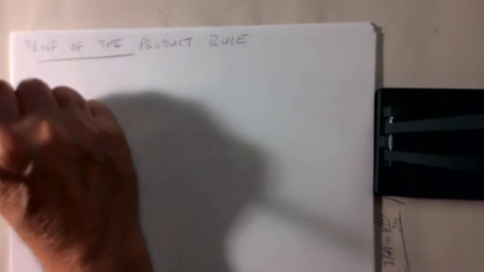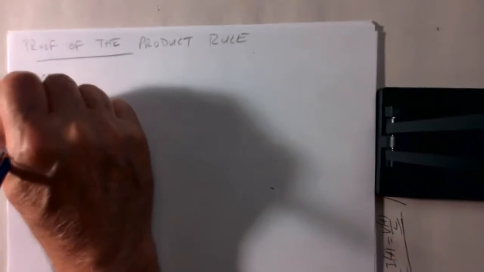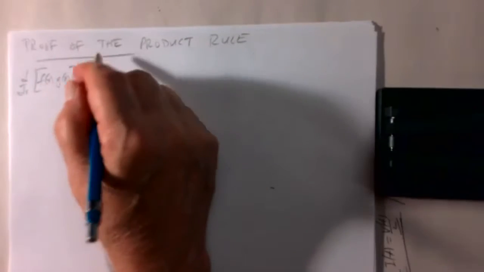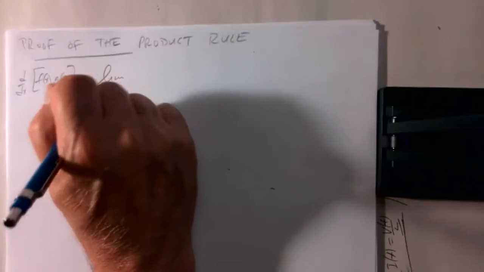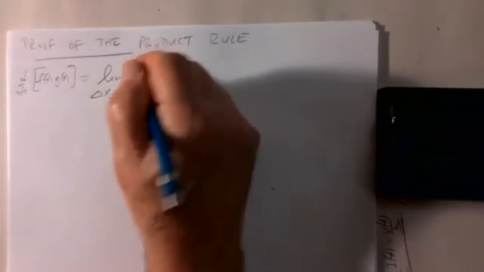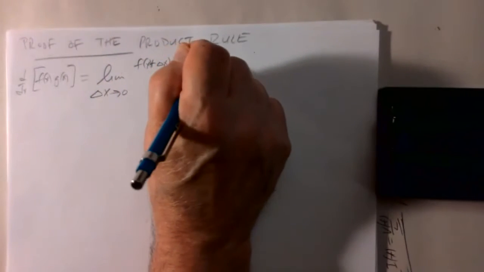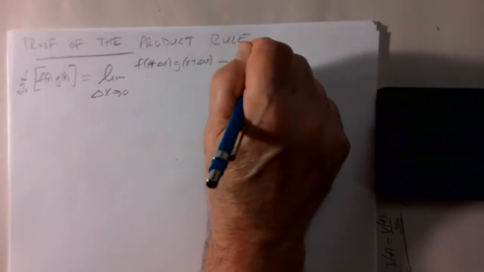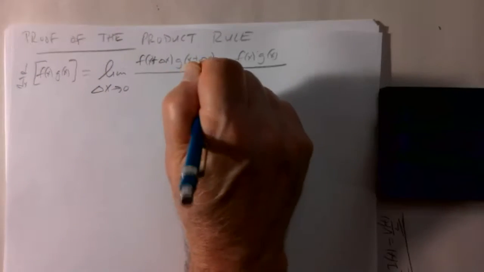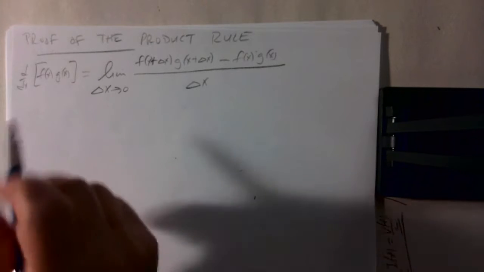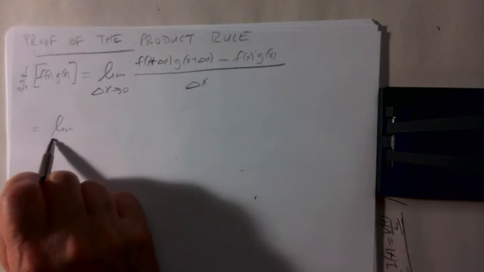We want to find the derivative with respect to x of the product of these two functions. So the definition says this is the limit as delta x goes to 0 of f of x plus delta x, g of x plus delta x, minus f of x times g of x, over delta x. That's the definition of the derivative. And I want to play with this a little bit.